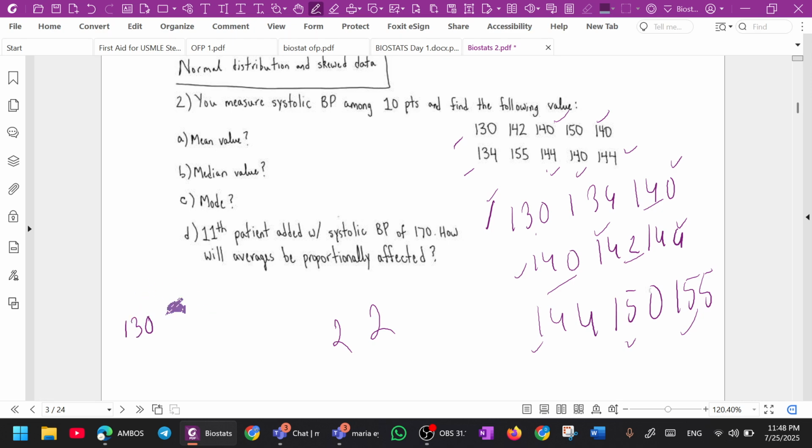Wait, do you know how to find the median though? Yes. Okay. 130, 140, 140, 140, 142, 150, 155.